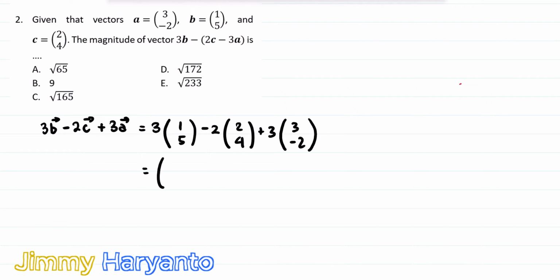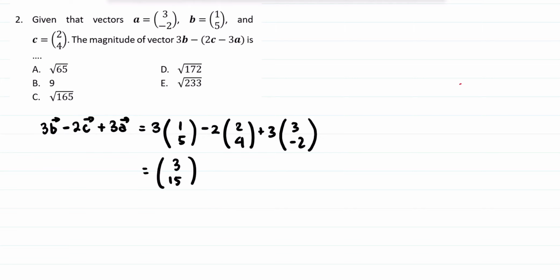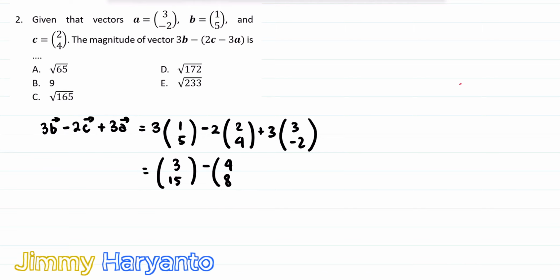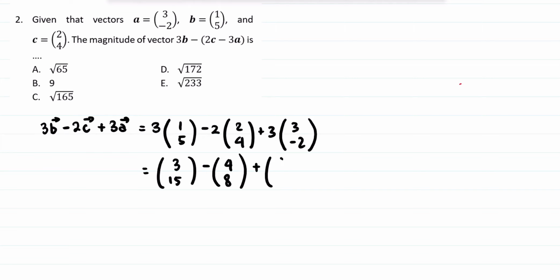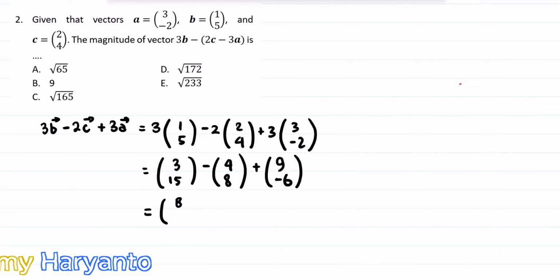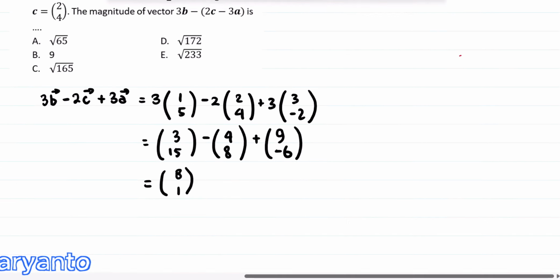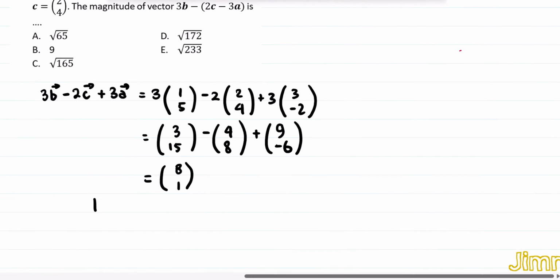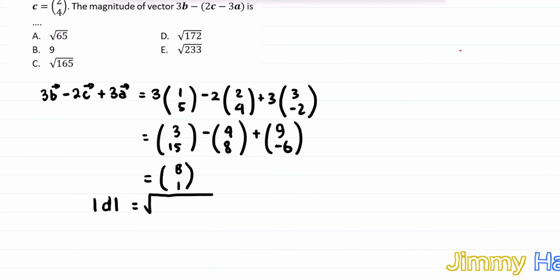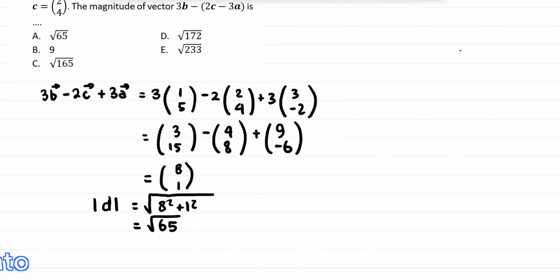Okay, let's multiply it one by one. (3, 15) minus (4, 8) plus (9, -6), and then add them together. Negative 1 plus 9 is 8, 7 minus 6 equals 1, so (8, 1). But the question wants you to find the magnitude. The magnitude, let's say it's d. Magnitude of d will be the square root of 8 squared plus 1 squared, which equals square root of 65, which is A.